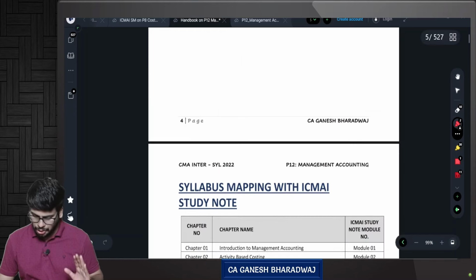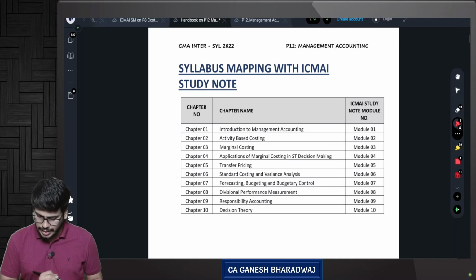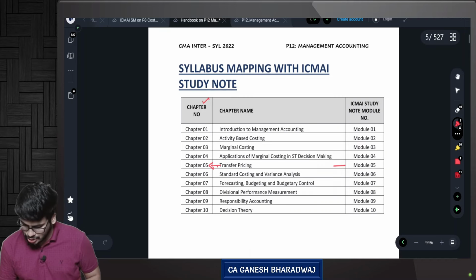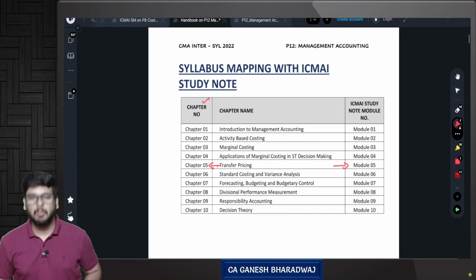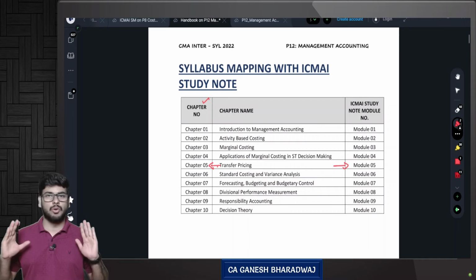In fact, I have also done something called a syllabus mapping. If you see, you take any chapter, transfer pricing. If you refer to our book, it will be chapter number 5. If you refer to the same chapter in your CMA study note, study material, it is going to be module number 5. That is the only difference. So not much of a difference. In fact, the numberings are also one and the same.